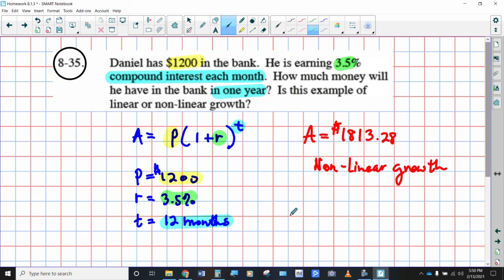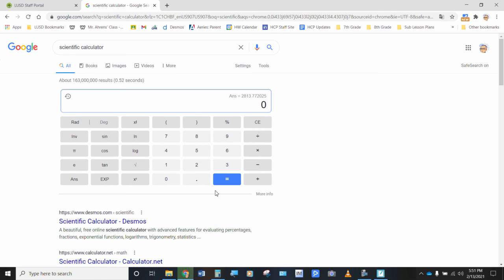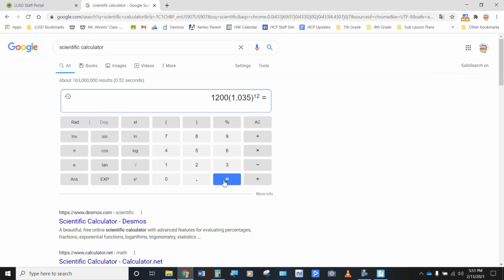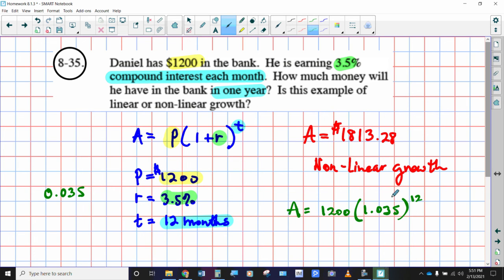So we are going to write this out as A is equal to 1,200 times 1.035, right? This in decimal form, 3.5% would be, move that decimal 2 places to the left, 0.035. And then raise it to the power of 12. So do you want to use Google Calendar or Google? Yes, let's use Google. So we got 1,200 times 1.035 in parentheses and raise that to the power of 12. Let me make sure that's what I've got written down. 12, yes, that is right. We hit equals and you get $1,813.28. It does not round up to 29 cents. So there is your answer.